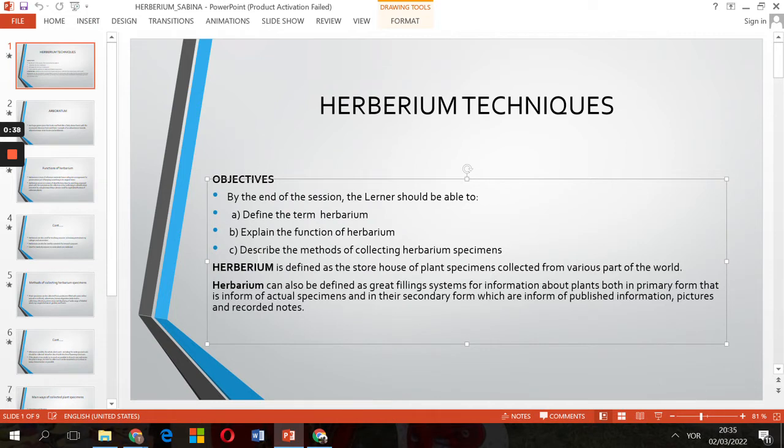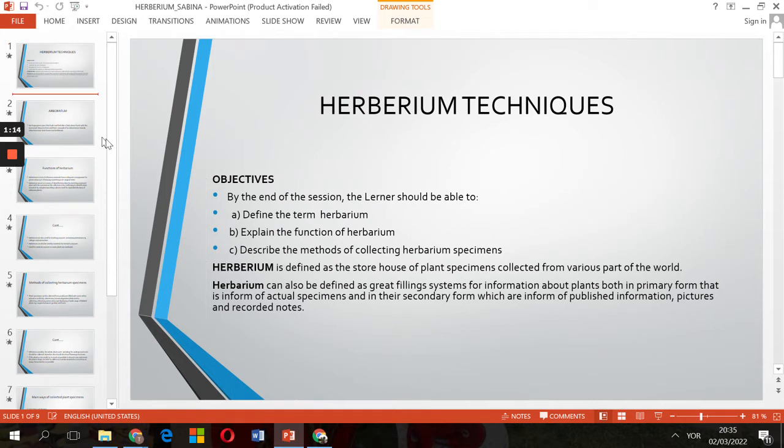The term herbarium is defined as the storehouse of plant specimens collected from various parts of the world. Herbarium can also be defined as a filing system for information about plants, both in primary form and in secondary form, whereby in primary form they are the real plants, while in secondary form they are recorded notes or information.